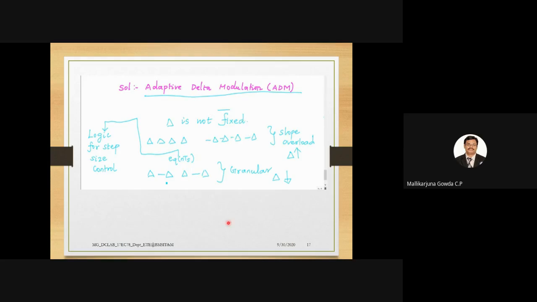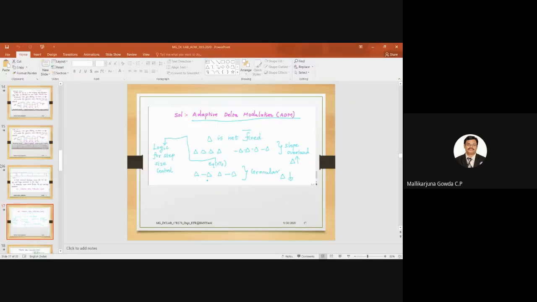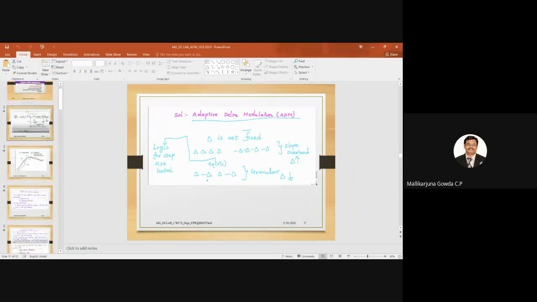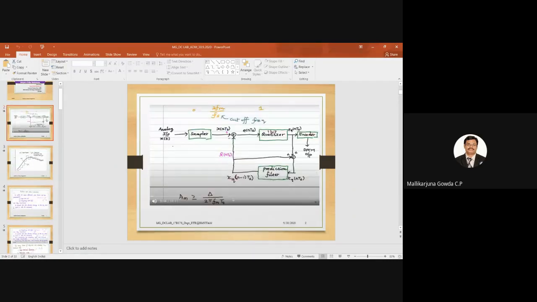So to overcome this, we can find a logic which will have control over the step size. We need to set up a logic for control of the step size. That is what is done in adaptive delta modulation. So with this, let me stop this and let me show that code with respect to this logic, and then we'll come back to adaptive delta modulation.